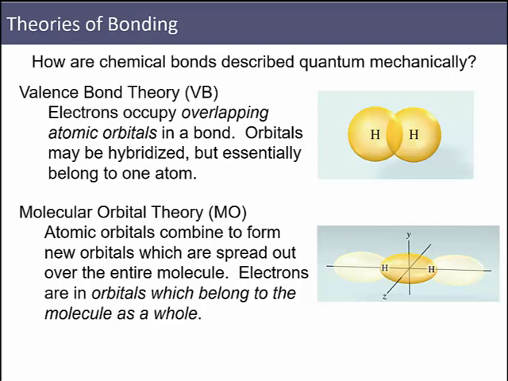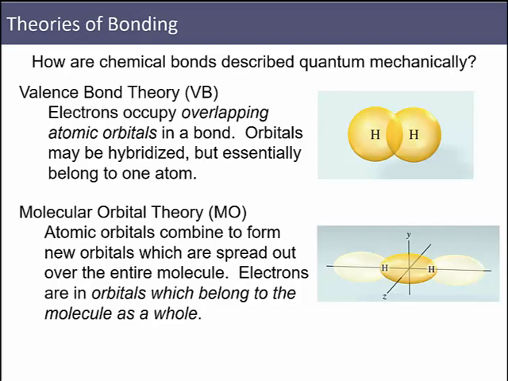But first, we're going to talk about two different theories of bonding. The first is going to be valence bond theory, which is going to account for some of that, and then we'll look at a more advanced model, which is called molecular orbital theory.